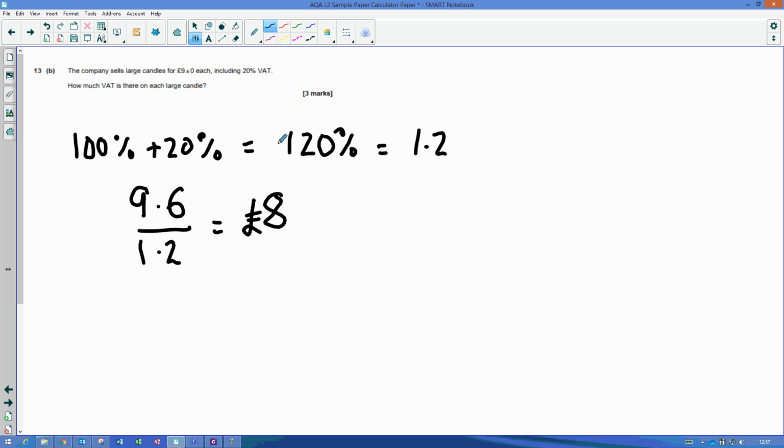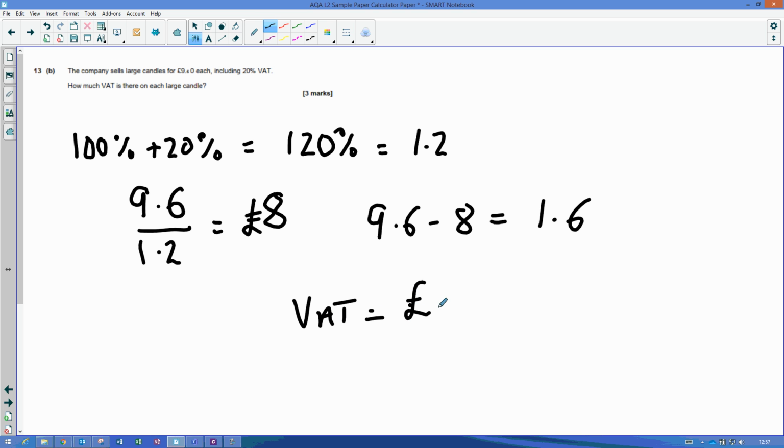Is that the answer to the question? No, it isn't, because we've been asked how much VAT. So we've got the cost of the candle now. What we need is to work out how much VAT has been added on. The difference between the two is 1.6. We're dealing with money, so we want to write it in money format, £1.60. And that's the answer we want.